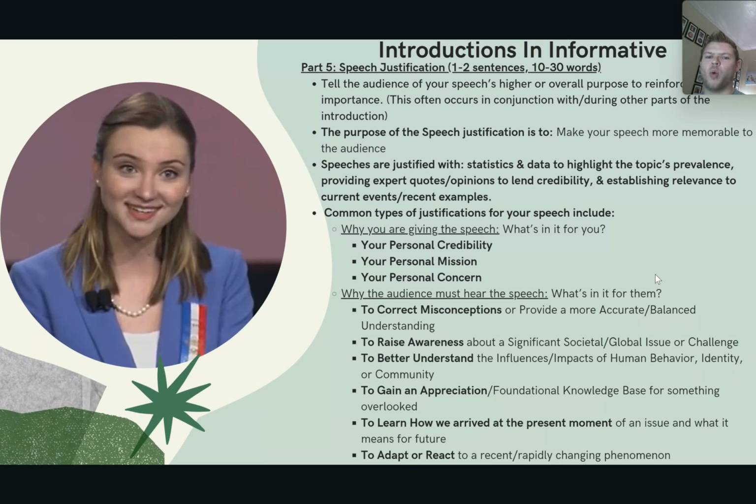Then you've got to talk about why the audience needs to hear this speech. What is in it for them? Maybe it's to correct misconceptions or to provide a more accurate or balanced understanding of an issue. This is frequently done in the background or context section as well. Maybe they need to listen to raise awareness about a significant societal or global issue or challenge, which is frequently done as well in the significance or relevance section. Maybe they need to do it to better understand the influences or the impacts of human behavior, identity, or community. This is also often done in the roadmap.